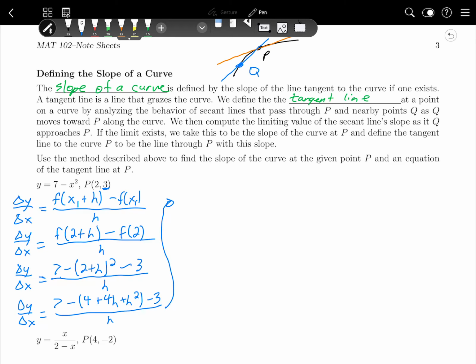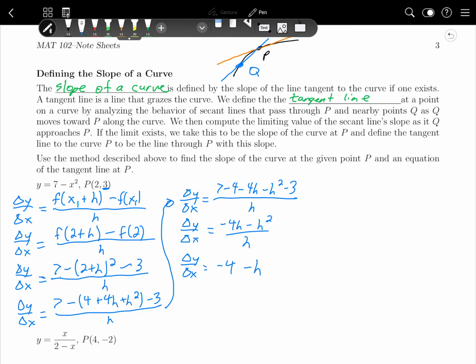Now we can come up here. So delta y over delta x equals, distribute the negative, so 7 minus 4 minus 4h minus h squared minus 3 over h. And now we can simplify further. 7 minus 4 minus 3 is 0, so those all go away. So we get delta y over delta x equals negative 4h minus h squared over h.